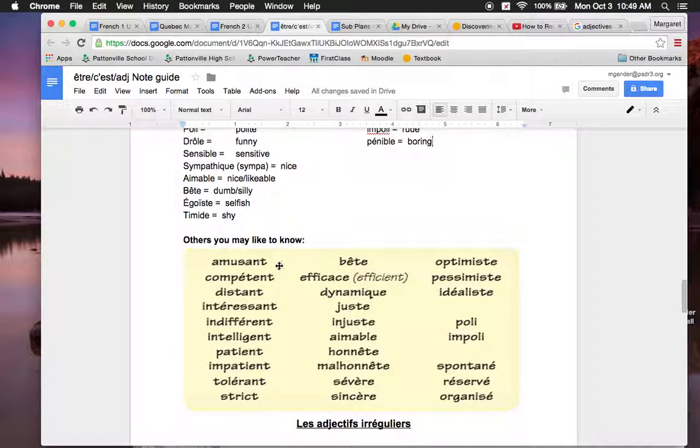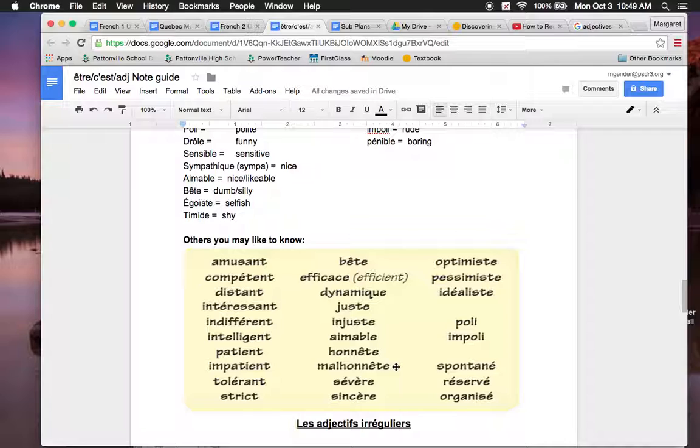Amusant. Compétent. Distant. Intéressant. Indifférent. Intelligent. Patient. Impatient. Tolérant. Strict. Bête. Efficace. Dynamique. Juste. Injuste. Aimable.